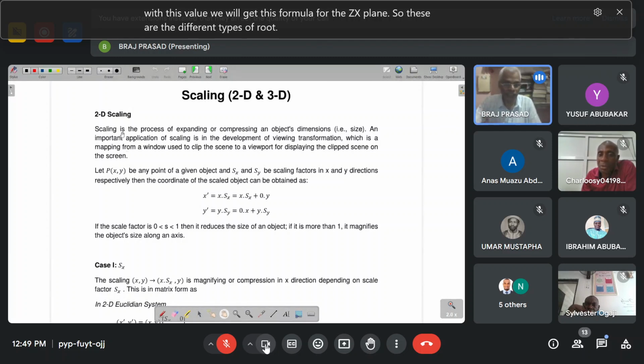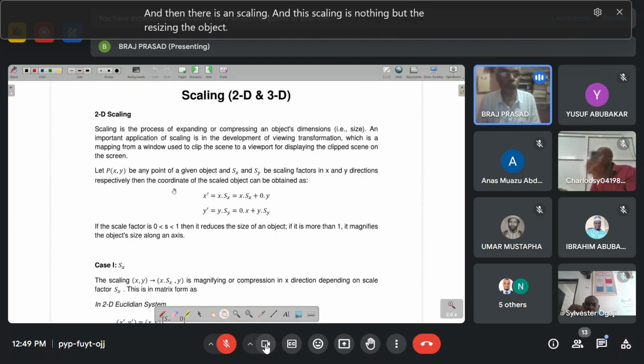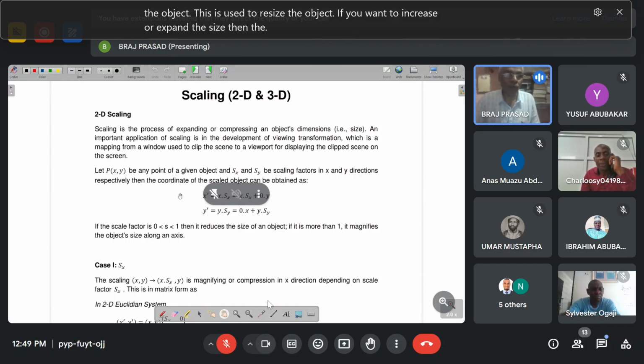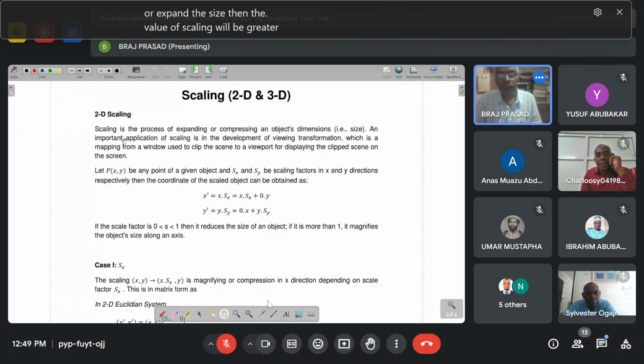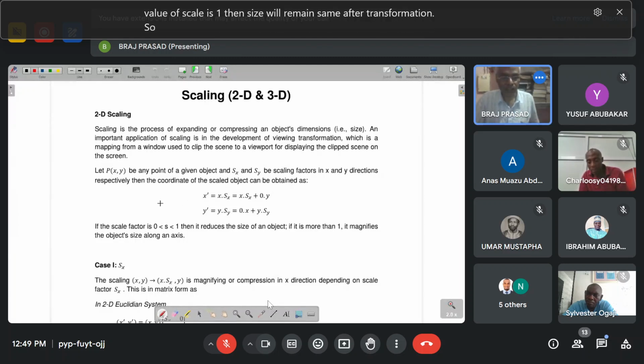So these are the different types of rotation. And then there is scaling, and this scaling is nothing but the resizing of the object. This is used to resize the object. If you want to increase or expand the size, then the value of scaling will be greater than 1, and if we want to reduce the size of the object, the scaling factor will be less than 1. And if the value of scale is 1, then size will remain same after transformation. So this is the main concept.